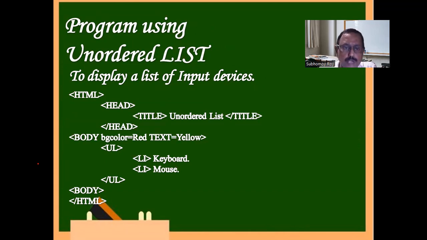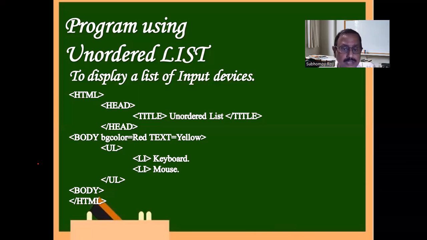Start the web page with HTML command followed by head, then title, and title is given as unordered list. Then we are closing the title, as you know. Then we are closing the head tag. Followed by that, we are starting the body tag. Body with BG color means background color red and the text color yellow. UL tag is used just after that, which signifies that we are going to write list of item. Then li is the list item.